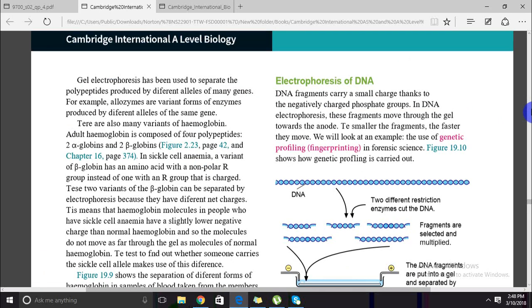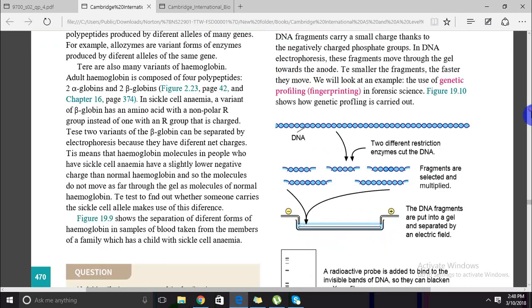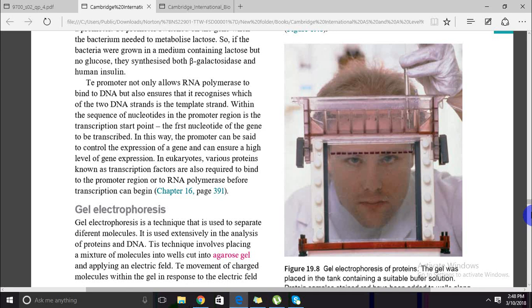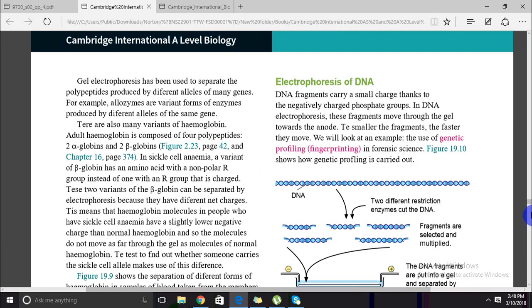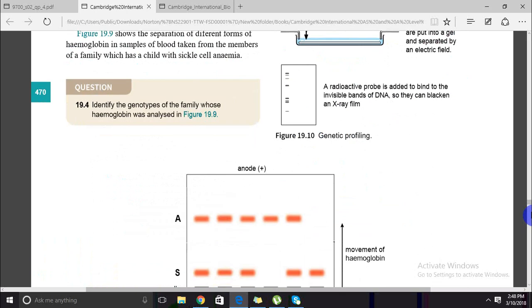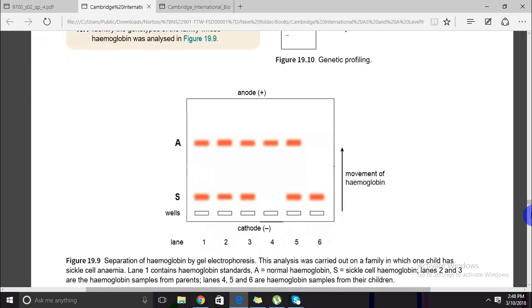So you must realize one thing, that before electrophoresis can take place in DNA, you need to actually fragment it, that is, to separate the fragments. But in the case of protein gel electrophoresis, it is considerably easier because we don't have two strands of the same DNA, so things are easier.